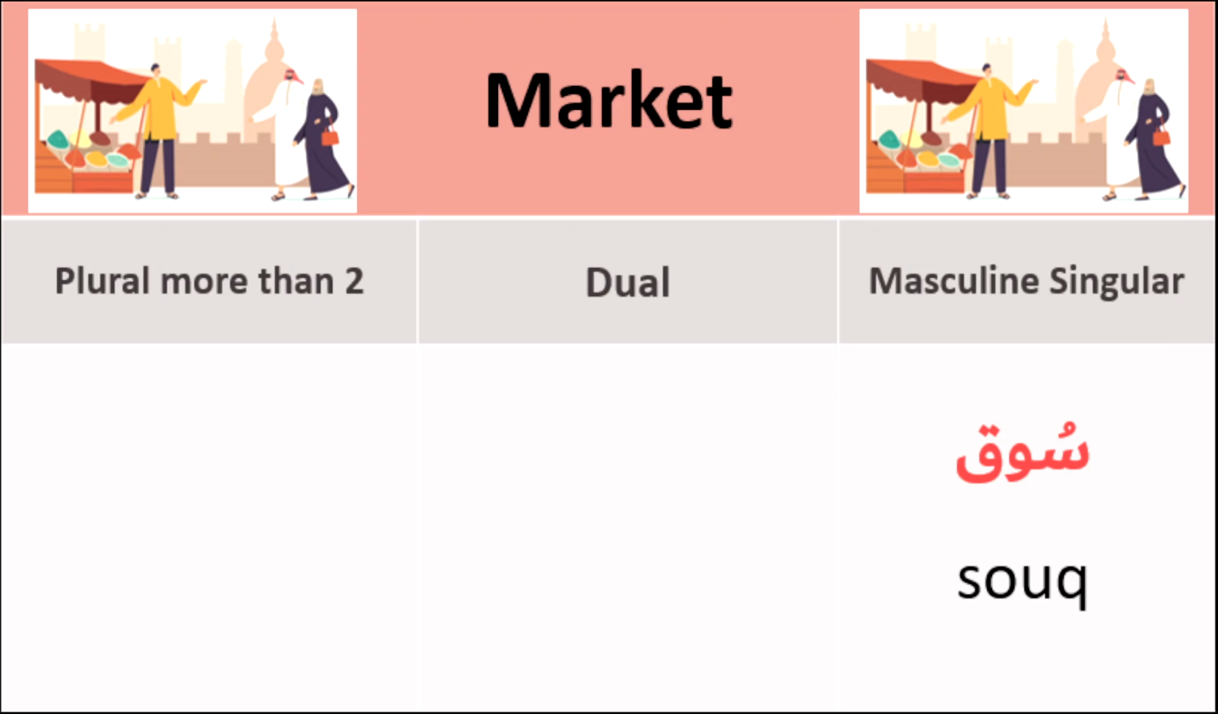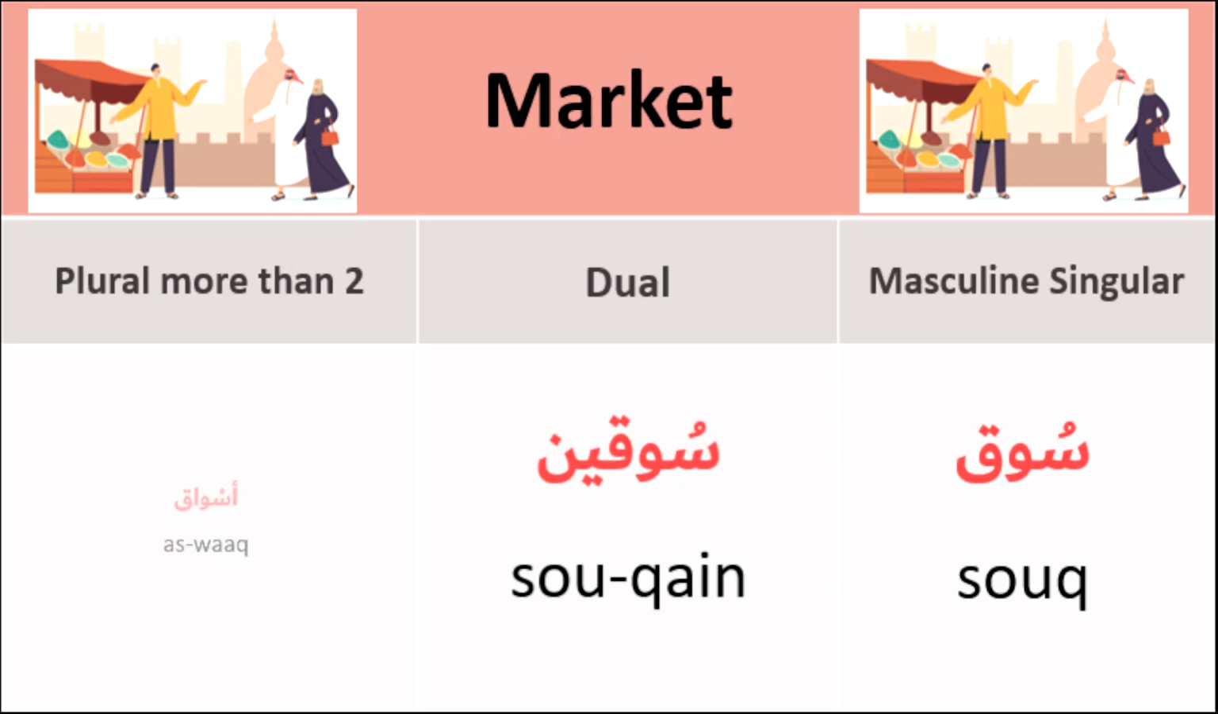Market. Masculine singular. سوق. Dual form. سوقين. Plural form أسواق. Again, letter قاف or Q is silent.